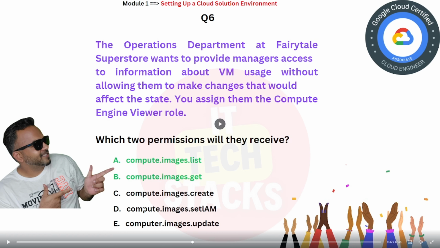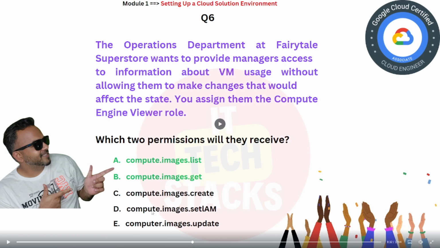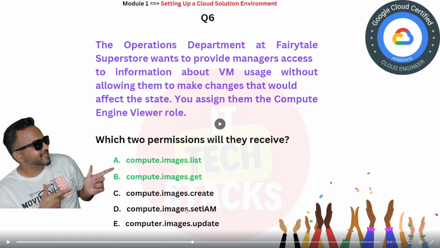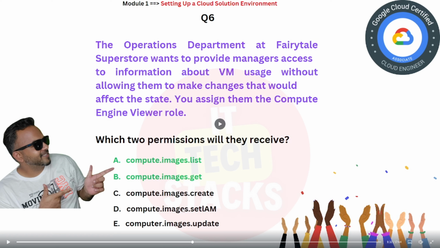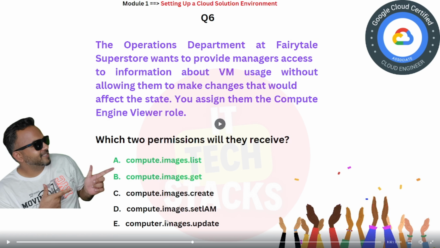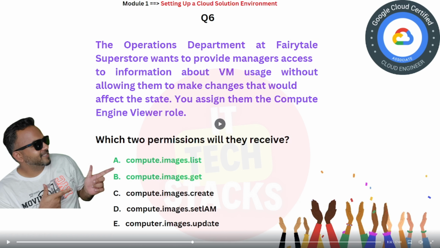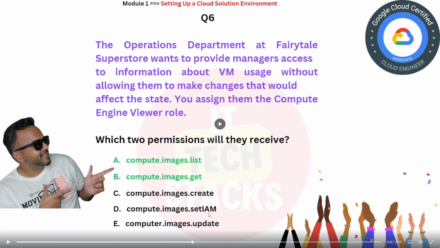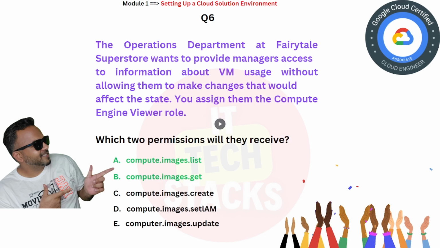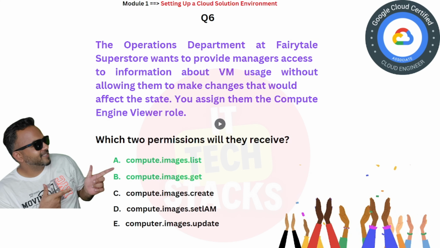Option D is also an incorrect option. Only the owner can set the IAM policy on a service. Option E is also incorrect. Only editor and above can change the state of an image, whereas it's the update. So again it changes the state. Hope that clarifies. If you have any doubt, go back to the Google Cloud Fundamentals video to understand more.